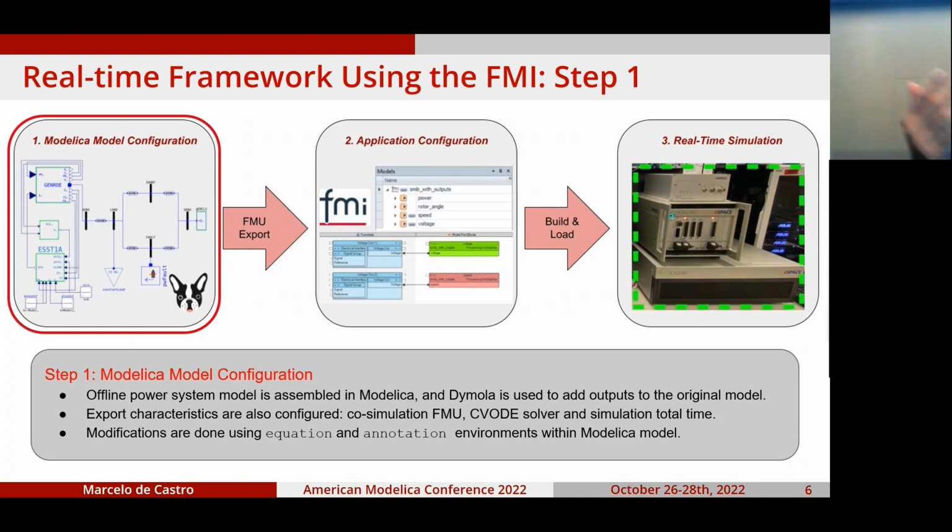We configure the Modelica model, and in this case, the only configuration that we do is just to set how many seconds we want to simulate, and if we want to put some outputs. So if you, for example, are doing some hardware in the loop simulation, you need the outputs and inputs, right? In this case, we just add outputs here, just so we can read using an oscilloscope, for example.